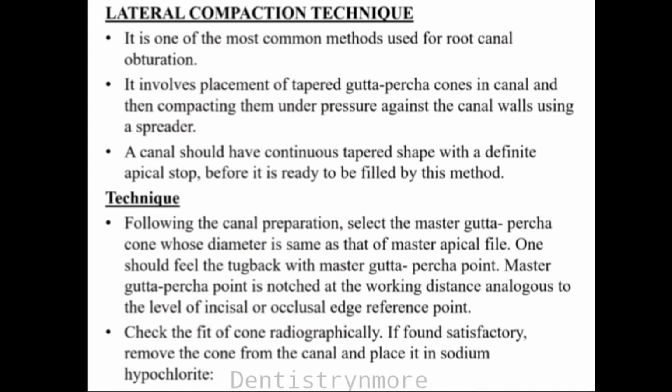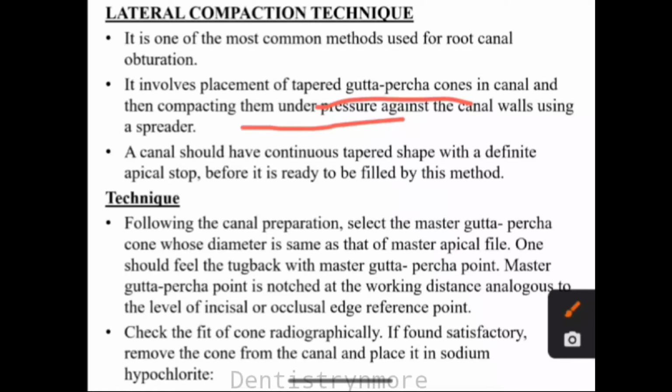Now we are moving to the lateral compaction technique. It is the most common method used for root canal obturation, and it involves the placement of tapered gutta-percha cones in the canal and then compacting them under pressure against the canal walls using a spreader. A canal should have a continuous tapered shape with a definite apical stop before it is ready to be filled by this method.